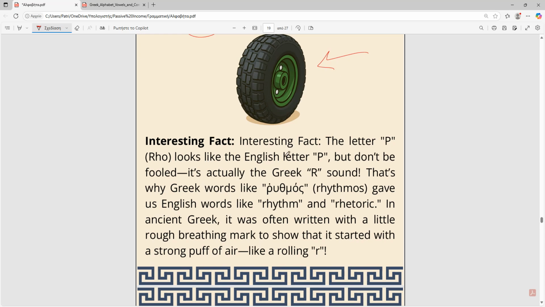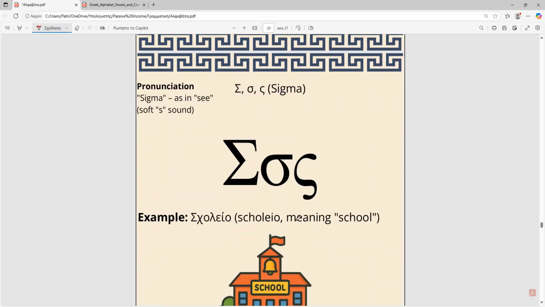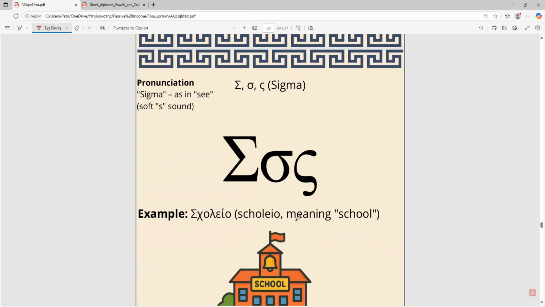The letter rho looks like the English letter P, but don't be fooled. It's actually the Greek rho sound. That's why Greek words like rhythmos gave us English words like rhythm and rhetoric. In ancient Greek, it was often written with a little rough breathing, as you can see here, marked to show that it started with a strong puff of air, like rolling. This ro, rolling. It's like cats when you pet them. Okay, πάρα πολύ ωραία.